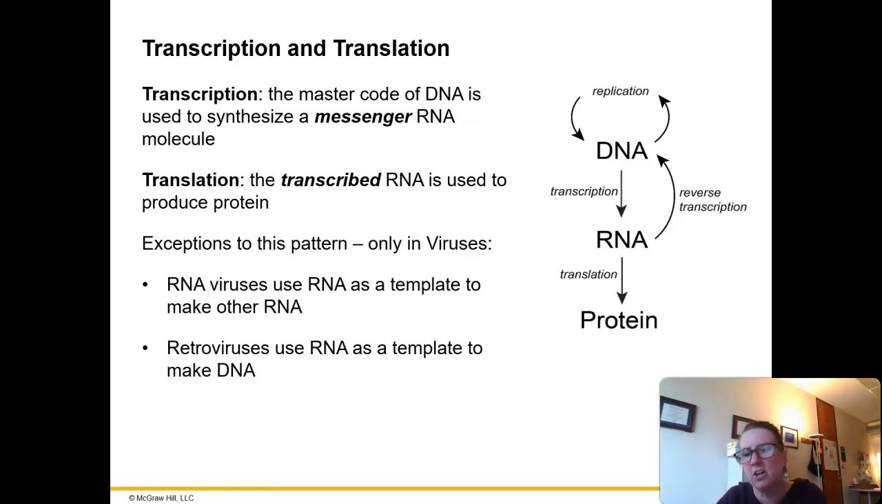DNA coding for RNA and RNA making protein. So you might remember in our viruses, we have DNA viruses and we have RNA viruses. So the DNA viruses, pretty straightforward, hijack our DNA to make more of its DNA. No big deal. RNA viruses are going to use RNA as a template to make other RNA. So that's a bit different. So RNA to RNA.